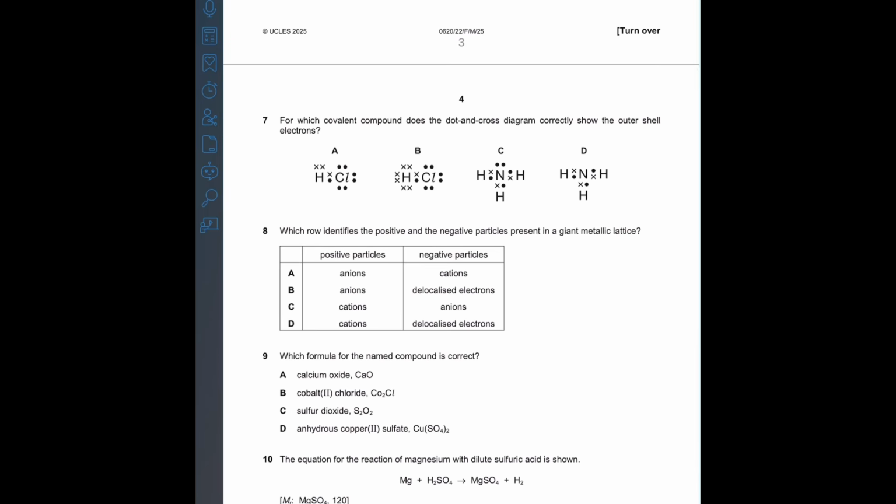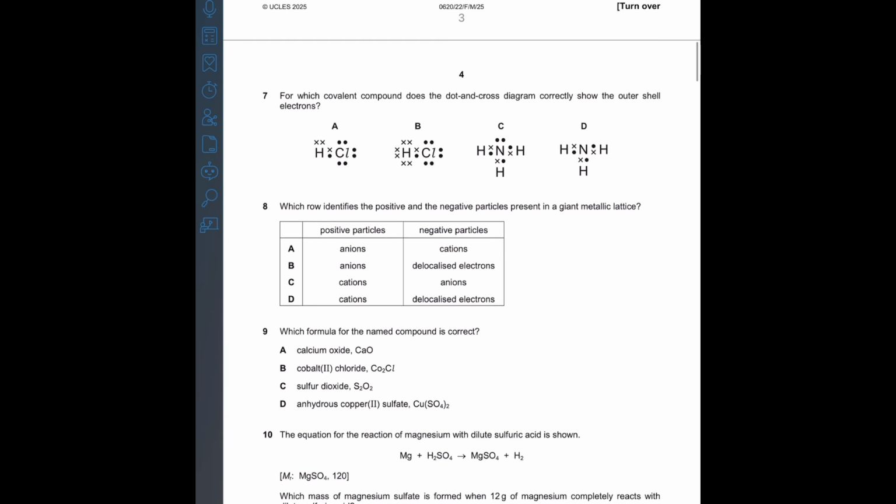Now we are shown 4 different types of dot and cross diagrams, and we are asked to find the correct one. B is definitely wrong because hydrogen only has 1 electron. A is also wrong. Hydrogen has only 1 electron. C is the right answer because nitrogen has 5 electrons and hydrogen each have 1, and this is ammonia. D is wrong because where's the lone pair?